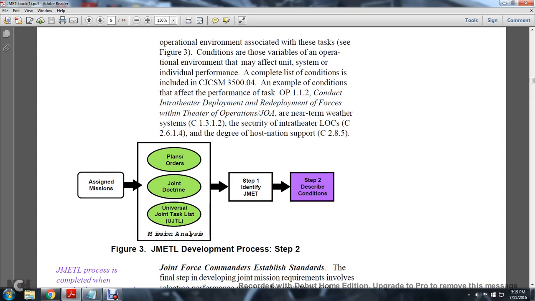Figure 3 is the joint mission essential task list development process. As before, you've seen the assigned mission with the plans, orders, joint doctrine, universal joint task list, and the mission analysis. Step 1 was to identify the joint mission essential task, and step 2 is describing the conditions.